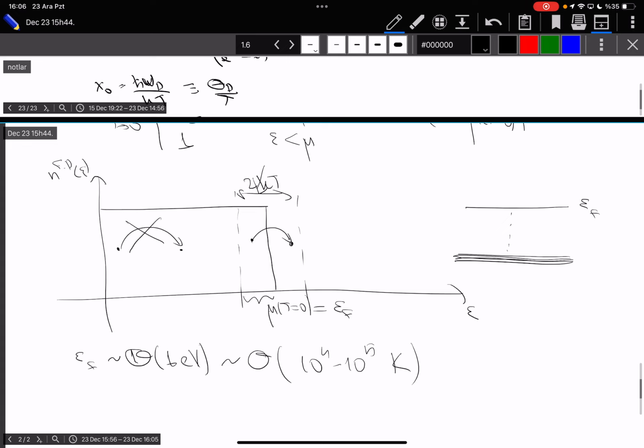Now, as you increase the temperature, this step function changes. When you start increasing the temperature, only the electrons close to the Fermi level will shift to higher energies. So there will be fewer electrons close to the Fermi level but below it, and more electrons close to the Fermi level but above it. This will be the distribution you will get at first. And then if you increase the temperature further, this will be the distribution.